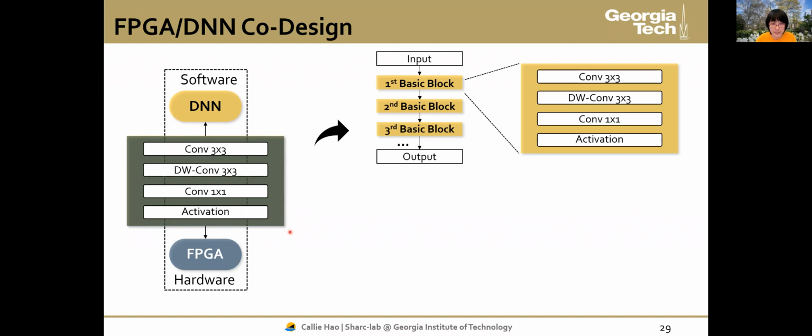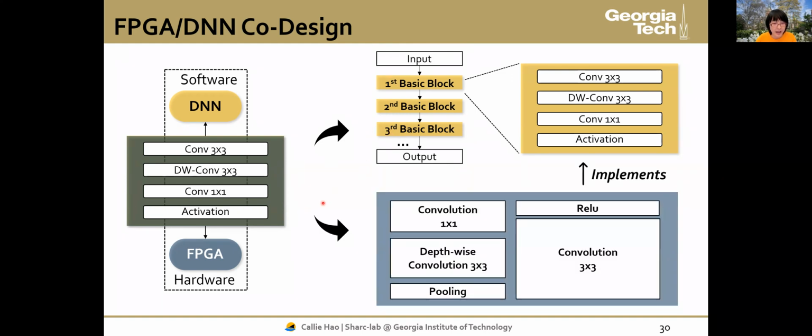Recall how we build the DNN? We replicate it. Right? So we have this basic building block, we replicate it once, twice, and 3 times, and so on. So by replicating it, we can have this DNN architecture. So this is how we use the basic building block to build a DNN. And next is how we use this basic building block to build the accelerator.